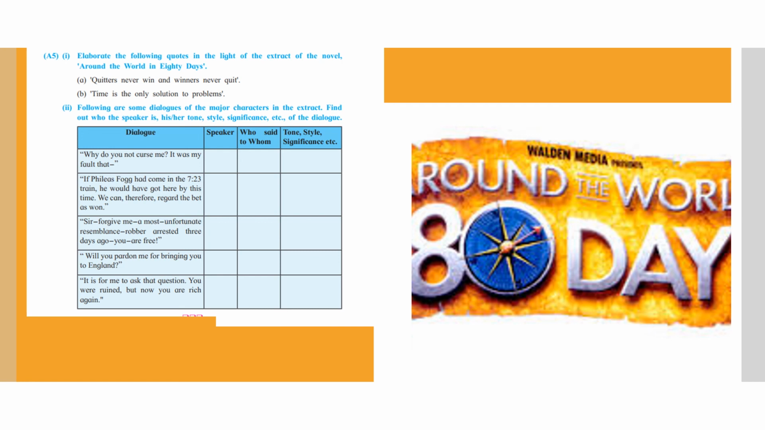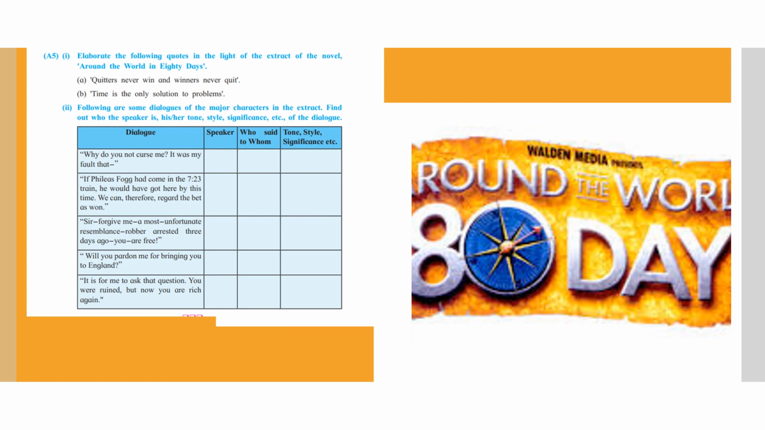Question number 2. Following are some dialogues of major characters in the extract. Find out who the speaker is, his or her tone, style, significance, etc. of the dialogue. The first one: "Why do you not curse me? It was my fault." The speaker here is Passepartout, who speaks to Mr. Fogg. The tone here is anxious, uncertain, and nervous. The style is non-arrogant, self-doubting and rhetorical. The significance is that friends gathered to decide on the wager at 7:23, the last train, and checked if Fogg had boarded.